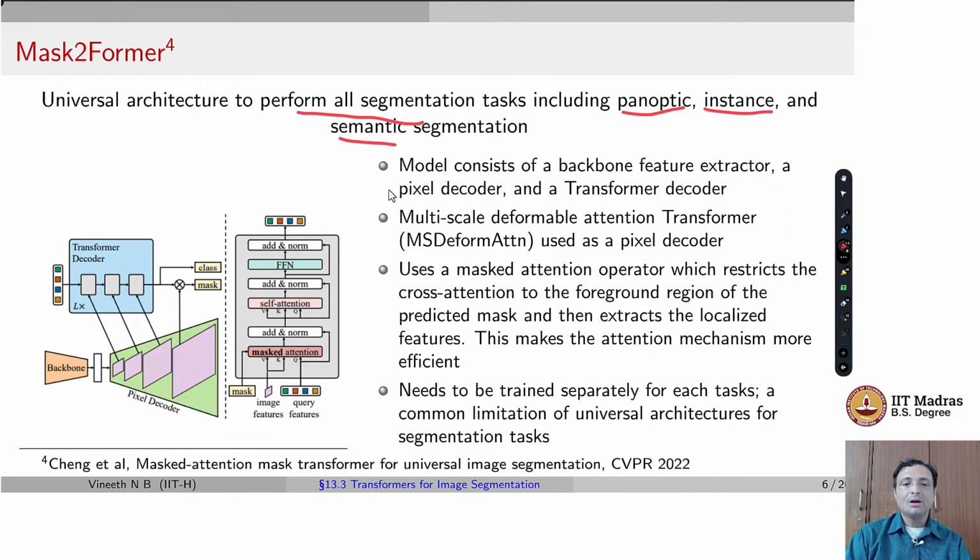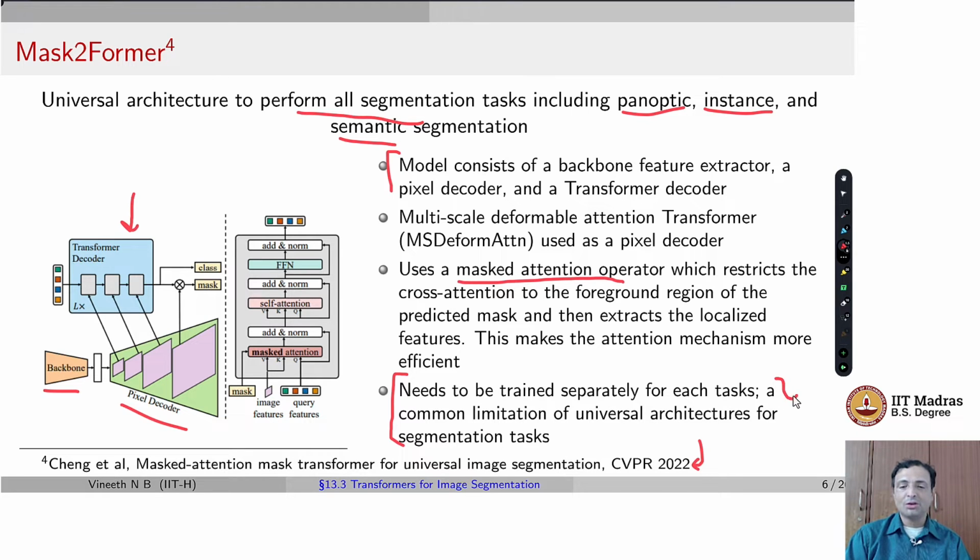In Mask2Former, the architecture consisted of a backbone feature extractor similar to MaskFormer, a pixel decoder similar to MaskFormer, and a transformer decoder similar to MaskFormer again. They introduce a masked attention operator which restricts the cross attention to the foreground region of the predicted mask and then extracts the localized features. That's the main contribution of Mask2Former compared to MaskFormer. We will not get into more details at this time. You're encouraged to go see the paper for more details.